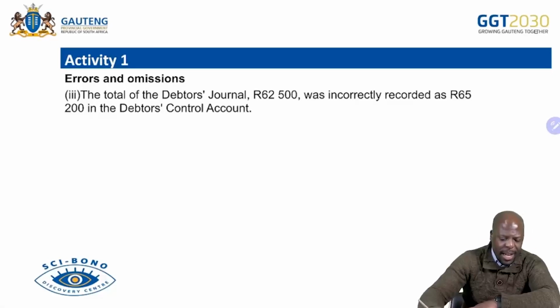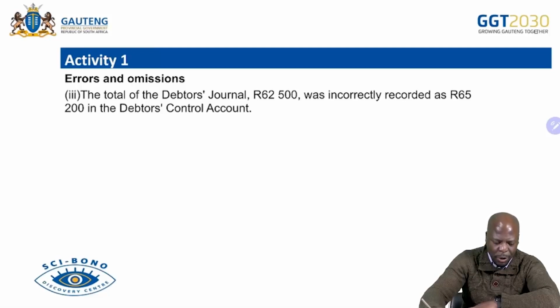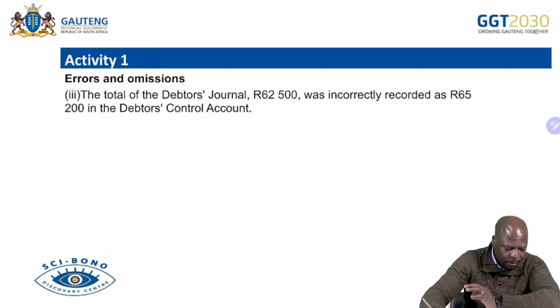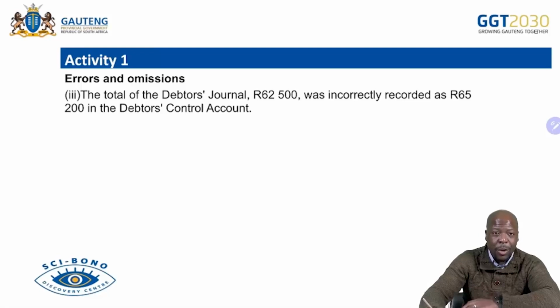Error number 3. What does it say? The total of the debtors journal was incorrectly recorded as 65,200 in the debtors control. I'm going to read it again. Listen now. The total of the debtors journal, which is 62.5, was incorrectly recorded as 65.2 in the debtors control account.